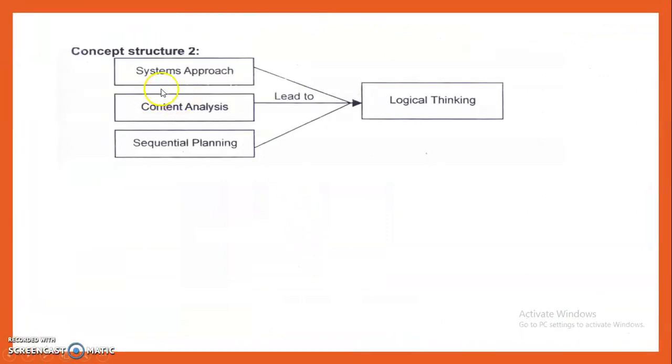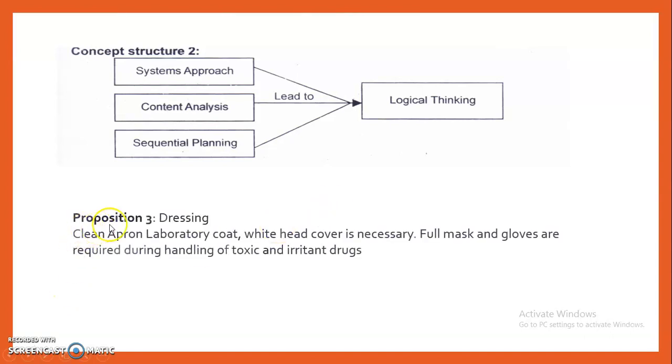Then in concept 2, that is logical thinking. Logical thinking comes from the system approach, content analysis, then sequential planning, which lead to developing the logical thinking. This logical thinking development is also in the pharmaceutics 1 lab. Then proposition 3, that is dressing. A clean apron, laboratory coat, and white head cover are necessary. Full mask and gloves are required during handling of toxic and irritating drugs.